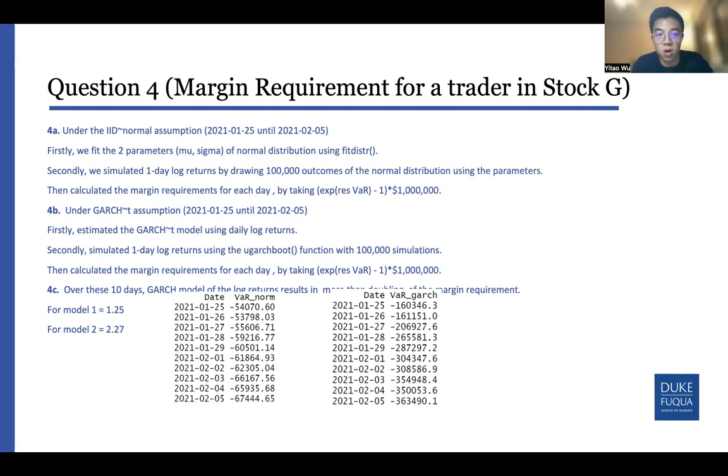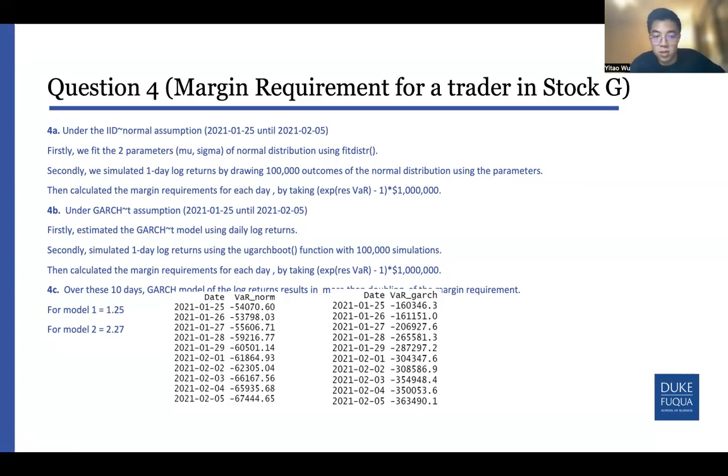For the second part, we use the fitted numbers to shape the distribution under T assumptions, and we simulate the 1-day log return using the same bootstrap method. For the last part, we use different models based on 4A and 4B, and use these to calculate the VaR and test whether the 10-day margin requirement will be double the one from the first day's data.